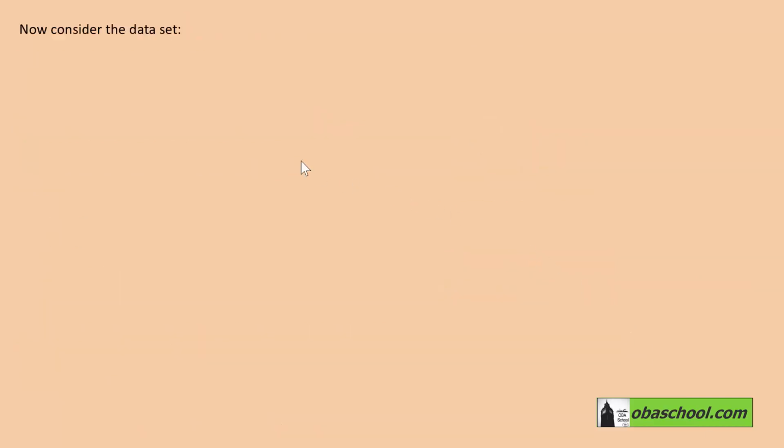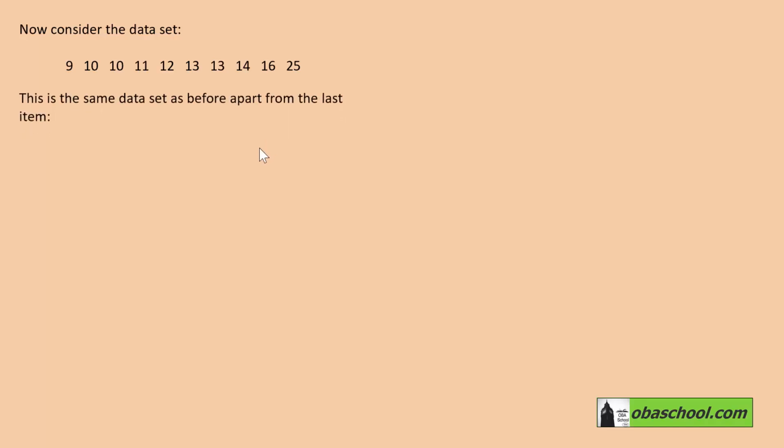Now consider the following data set. It's actually the same data set, but I've replaced the maximum value with 25. The minimum is 9, lower quartile 10, median 12.5, upper quartile is 14, and the maximum is 25.